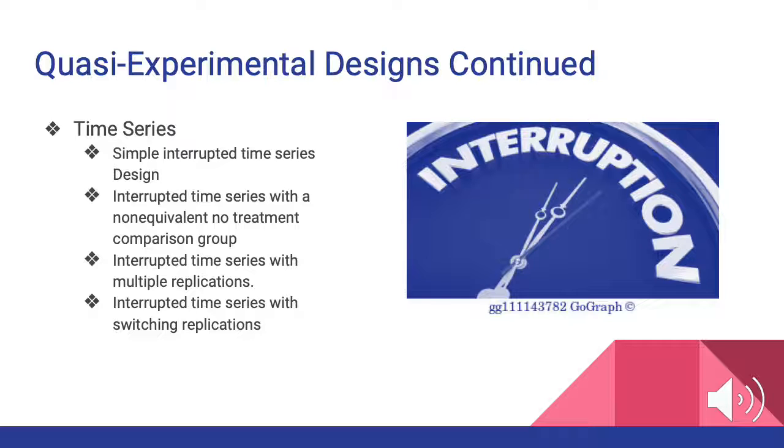Finally, interrupted time series with switching replications uses two groups where the treatment or control is rotated between them. Thus, the treatment group becomes the control group for the next series in the study. As with the previous model, this is only effective if the drug or intervention used does not provide cumulative results.